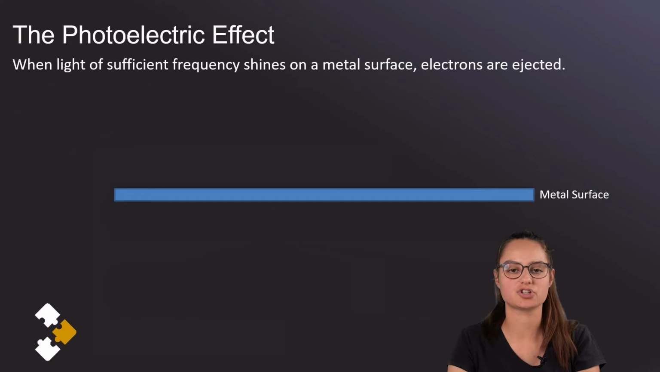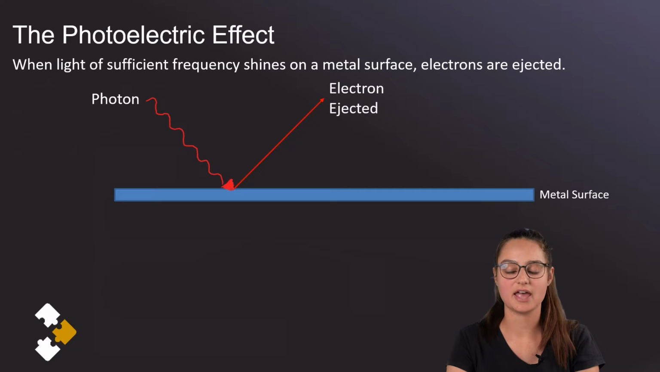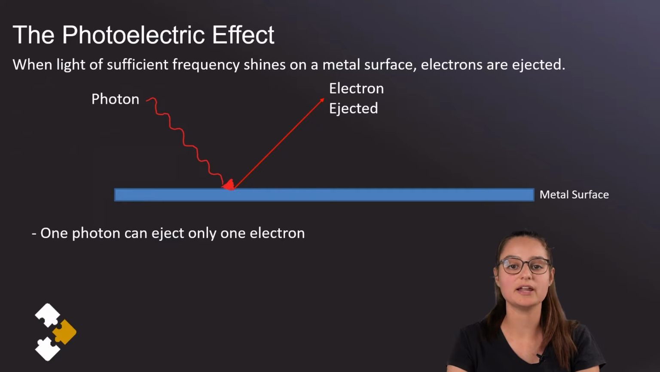So the photoelectric effect. When light of sufficient frequency shines on a metal surface, electrons are going to be ejected. So you can see in this diagram, we have a photon and it's hitting a metal surface, and electrons are going to be ejected. What's really important to remember is that one photon can only eject one electron.